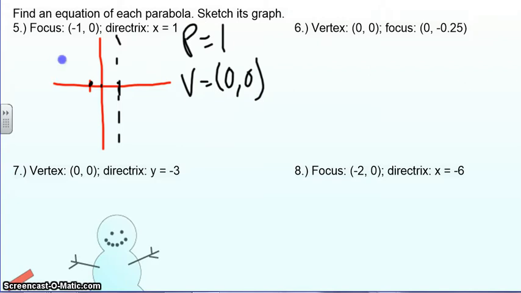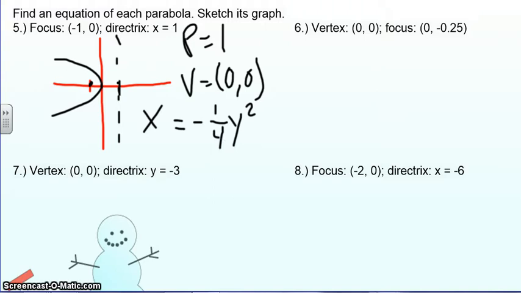And since it eats the focus, it's going to have to be opening to the left. So if it opens to the left, it's going to be a -y squared. So let's see. I'm going to have x, and it would be x minus 0, but we don't need to do anything there, equals, I know it's negative, I know it's a y squared, all I need is the number in front of the y. So remember, the number in front of the squared term is 1 over 4p. Since p is 1, it's going to be 1 over 4 times 1 is 4. So it's going to be -1/4 y squared.